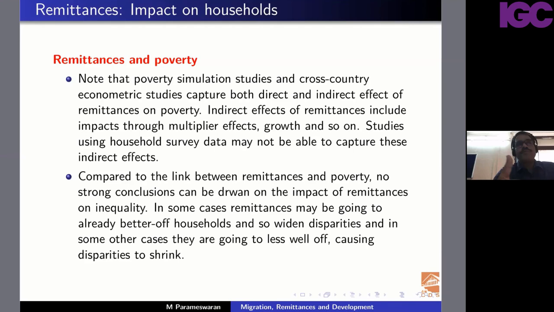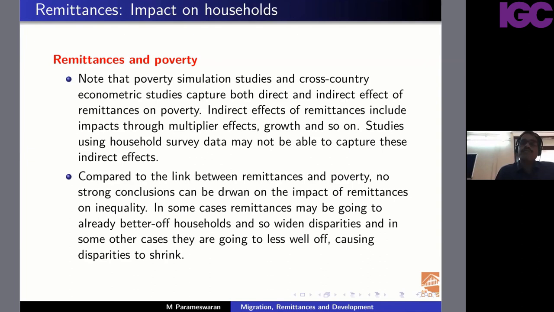What you can see is that there is no clear conclusion on the effect of remittances on inequality. In some cases remittances may be going to already better-off households, and so this may be widening the disparities. On the other hand, in some cases remittances go to the poor sections and allow them to move up, and in that case it will close the disparity. So the impact of remittances on inequality depends upon which section of society is getting remittances. But it is possible that even if the remittances go to the richer section, through the multiplier effect, poor sections may also benefit.